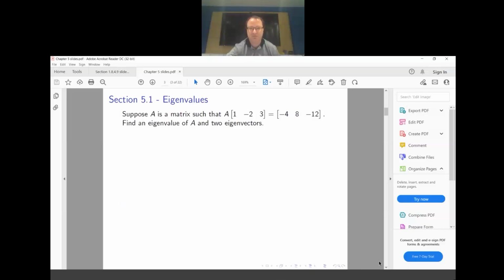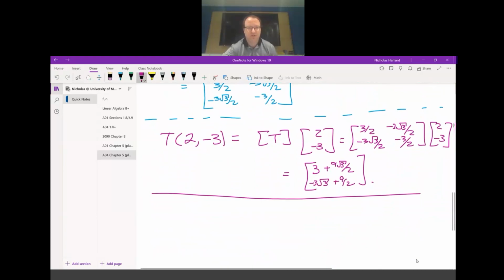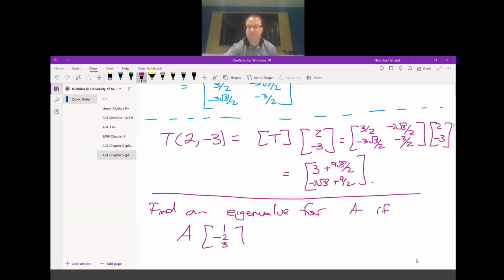Let's go. So here's an example, and I'm going to write it out. The question is, let's find an eigenvalue for A if A times (1, -2, 3) is equal to (-4, 8, -12), and 2 eigenvectors. So give this question a try.